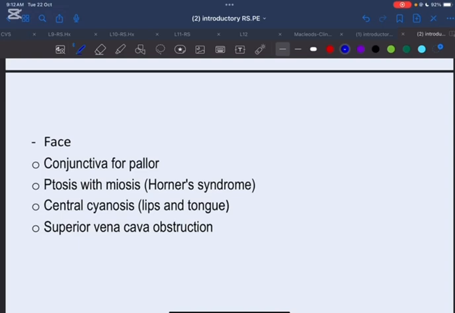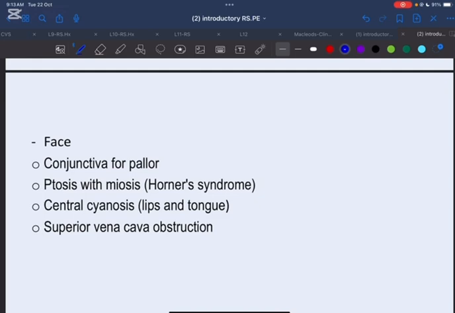Neck tremor, due to what? It happens, but superior vena cava obstruction. These are the main signs to look for, but it can happen, often associated with other disease.